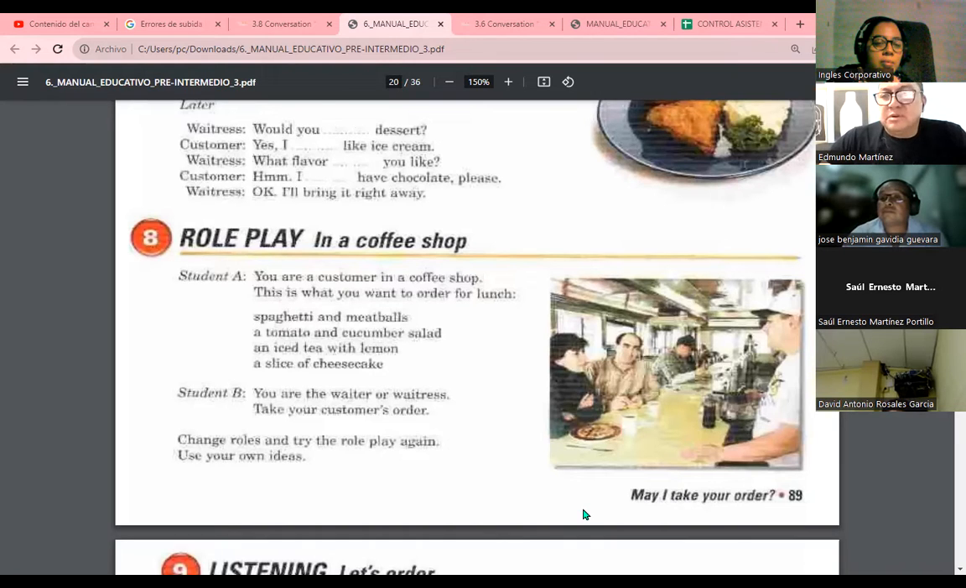I'd like to try iced tea with lemon. Yeah, lemon. For dessert, what would you like to eat for dessert? I'll try a slice of cheesecake. Cheesecake. Excellent. Oh, thanks.